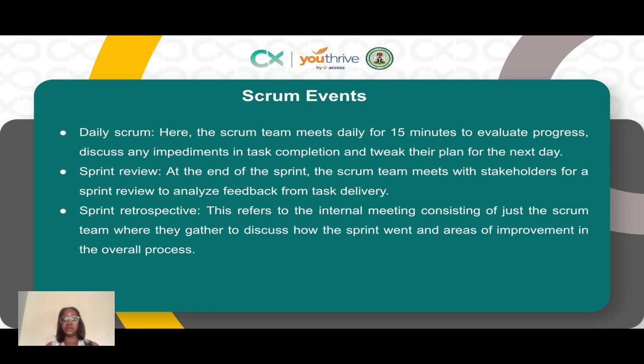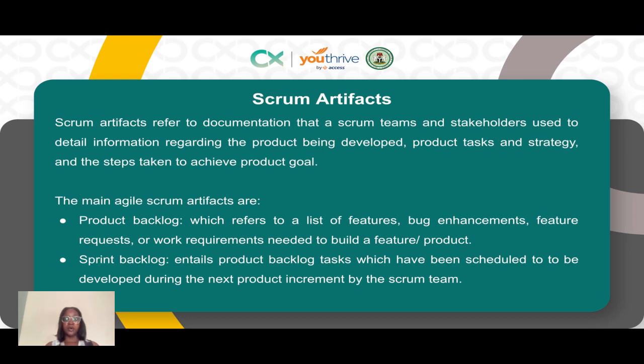At the end of this sprint cycle, the scrum team will meet in something called a sprint review session, and they'll meet with stakeholders and discuss feedback from task delivery and analyze areas of improvement. There's also something called the sprint retrospective, which is a scrum event, and this refers to the internal meeting consisting of just the scrum team where they gather to discuss how the sprint went and areas of improvement in the overall process.